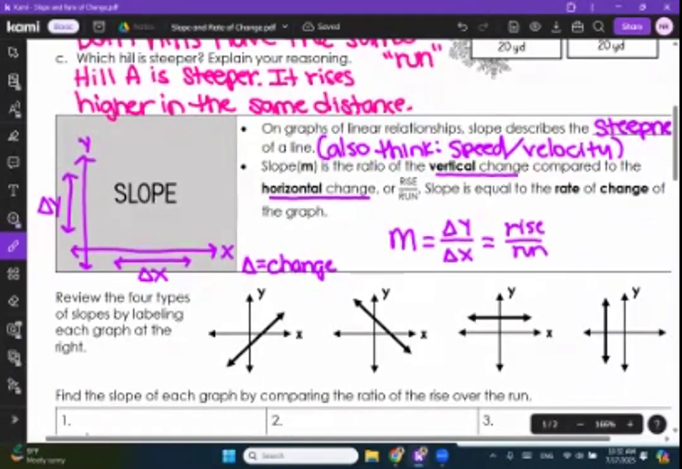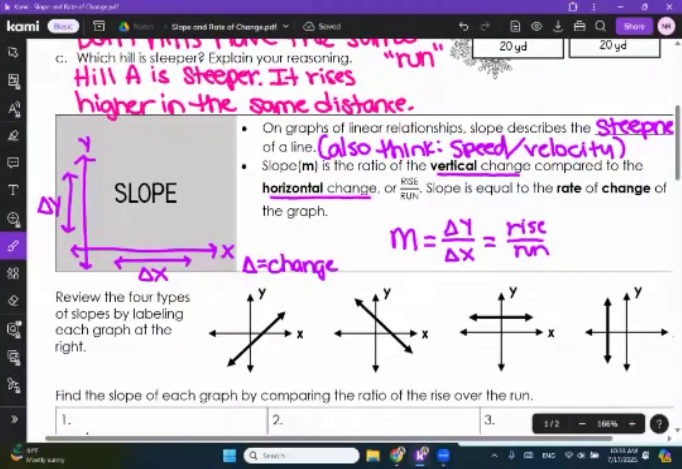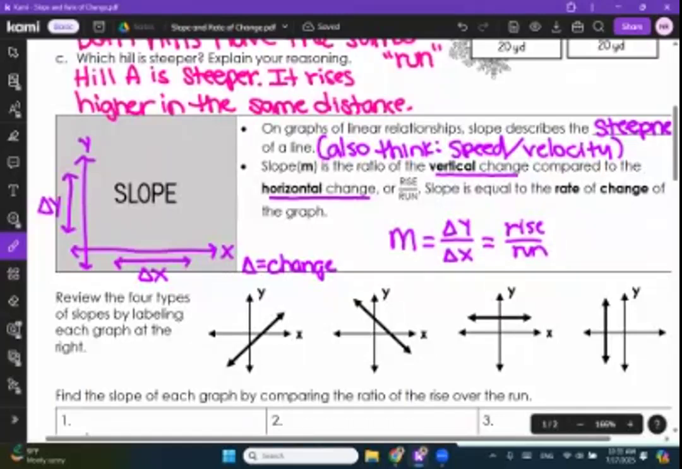Okay. Now, even though we use rise over run a whole lot to describe slope, just keep in mind that they don't use these words on the STAAR test. They want to ask you, what is the rise over run of this line?